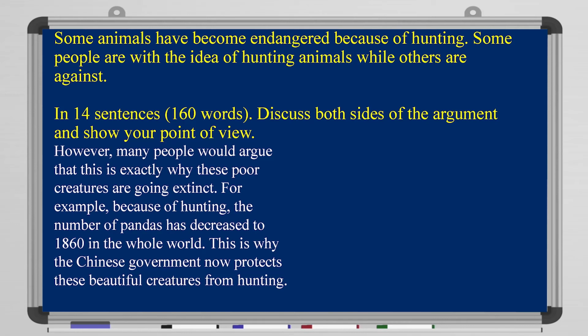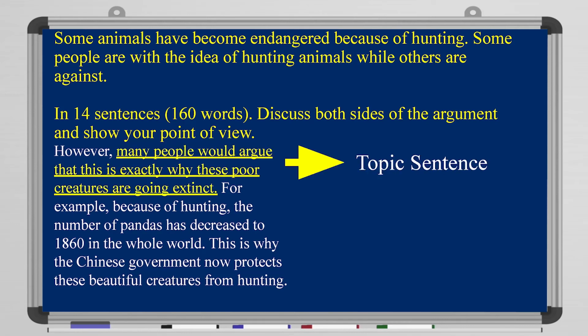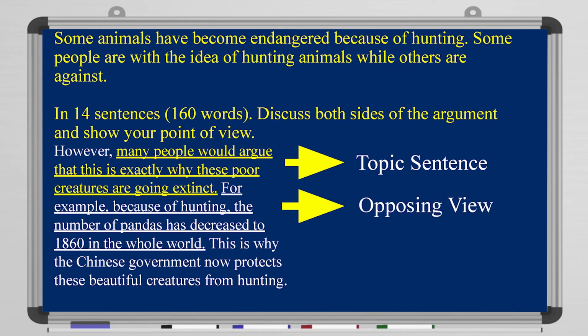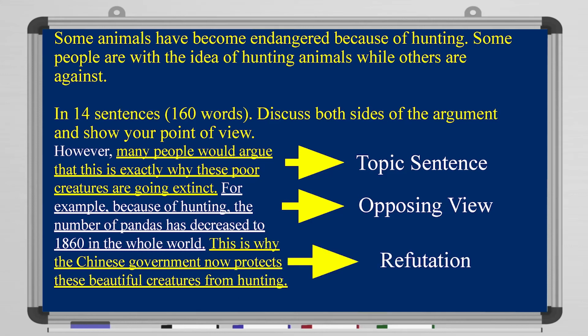Where's the topic sentence? The first one. Very good, excellent. And where are the supporting details? It is the second one, the opposing view. You are putting an opposing view. And this is the refutation. This is why the Chinese government protects these beautiful creatures.